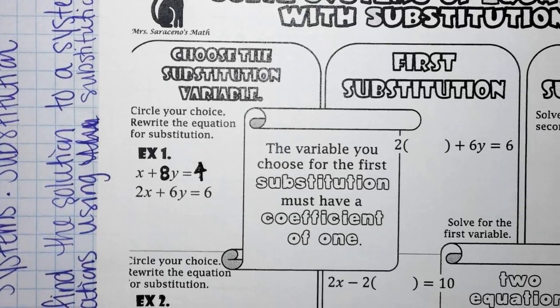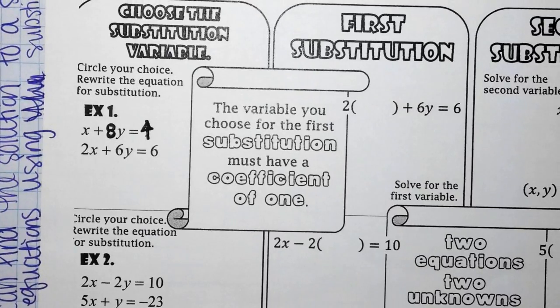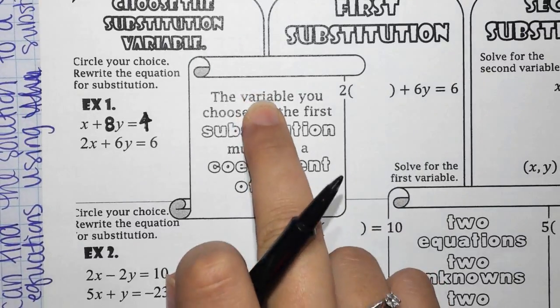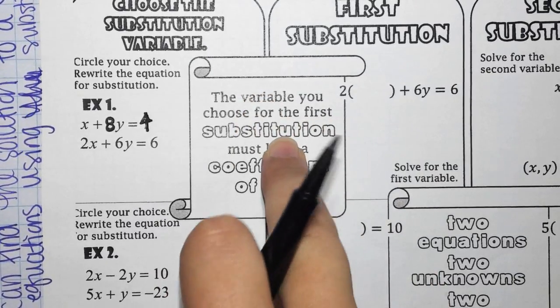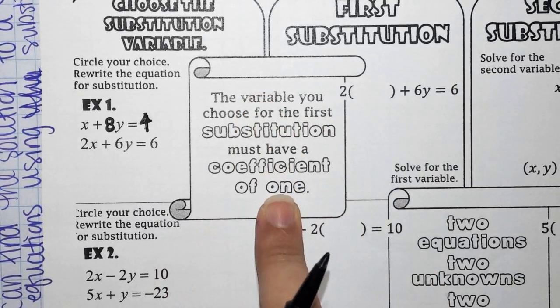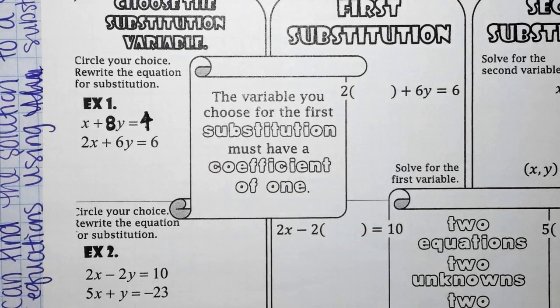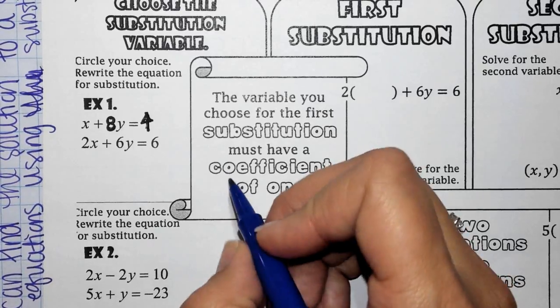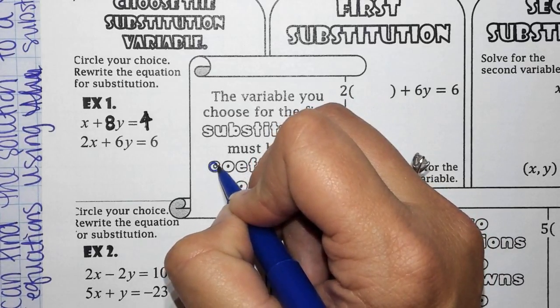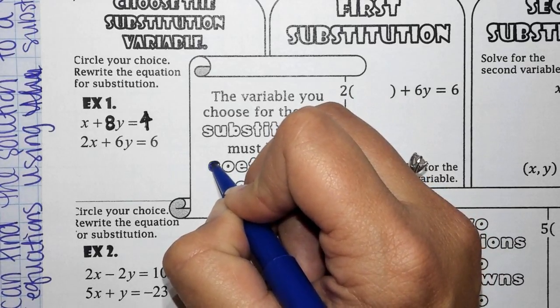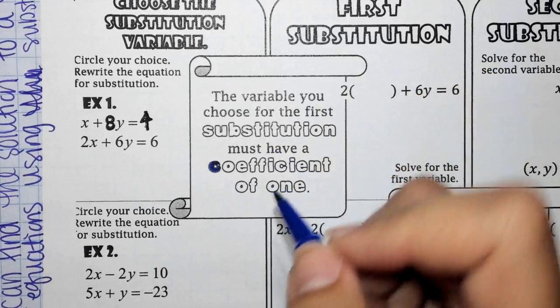Okay. So when we do substitution, we look for the variable that's by itself. And the variable you choose for the first substitution must have a coefficient of 1. Who remembers what the word coefficient is? What is a coefficient? Stop just guessing and think. Coefficient is the number in front of a variable.